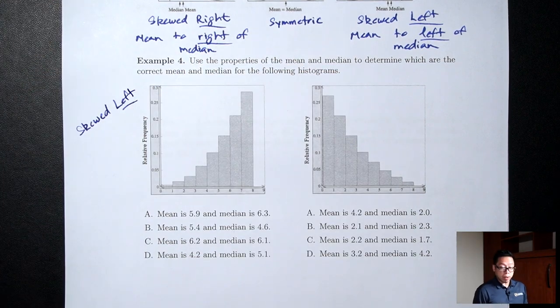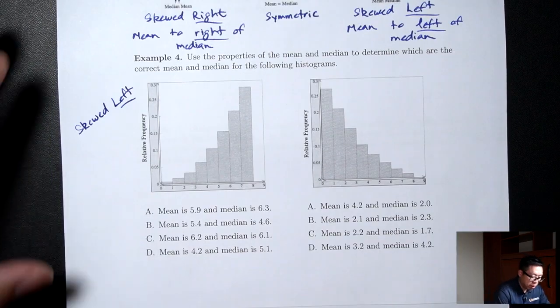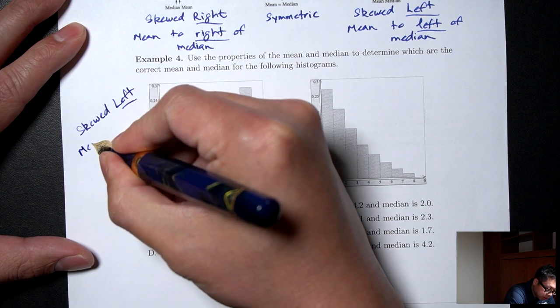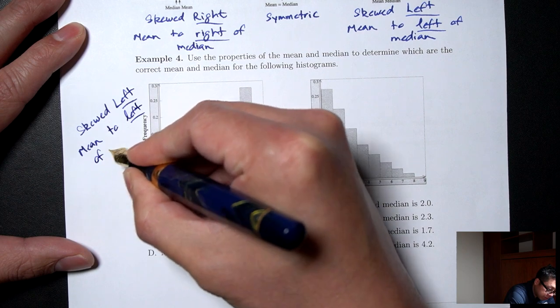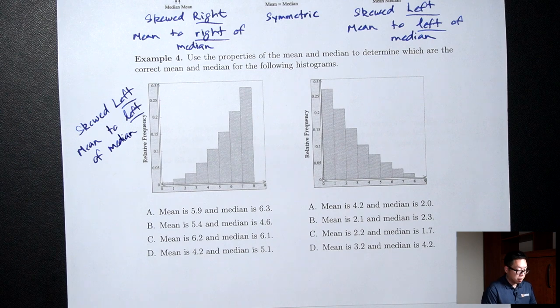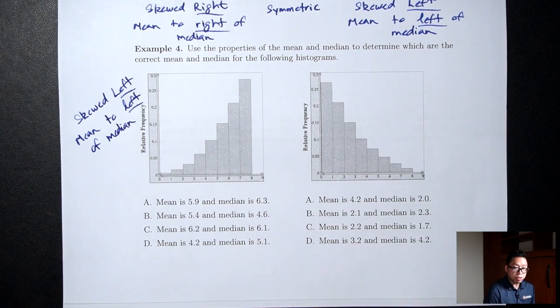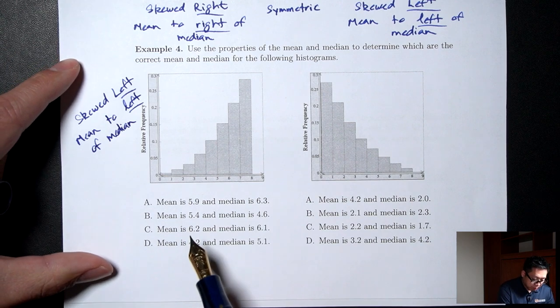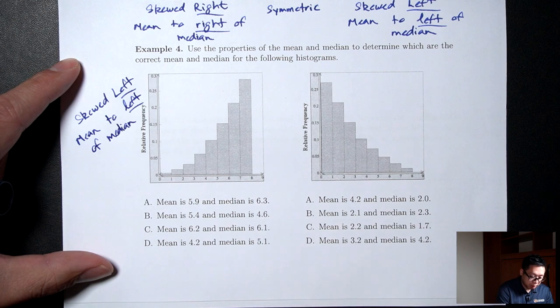And what do we know about skewed left? If it's skewed left, the mean should be to the left of the median. In other words, to the left meaning it should be less. So I'm expecting the mean to be less than the median. That should allow you to eliminate two of these choices. B is no good, right? B, mean 5.4, median 4.6. I expect the mean to be less than the median. B is no good.